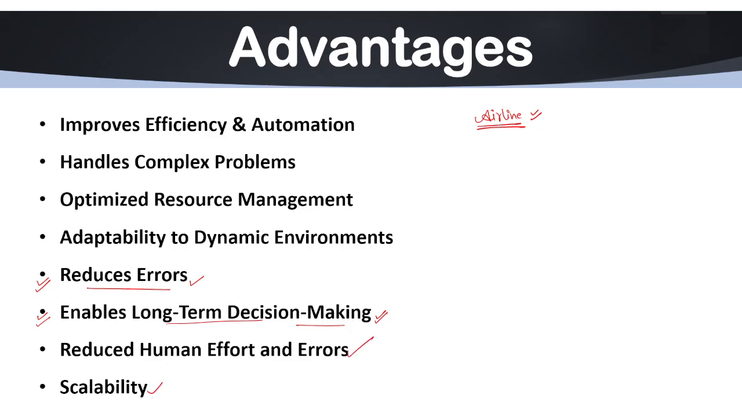Next, we have scalability. So students, AI planning systems can be scaled up to handle large-scale problems across different domains. Different domains means different areas, like in hospital management, in school management, in healthcare, in your finance department. These are different domains. So AI planning systems can be scaled up to handle large-scale problems across different domains. For example, AI-based logistics for supply chain management in multinational companies. So all these are the advantages of using planning system in AI.